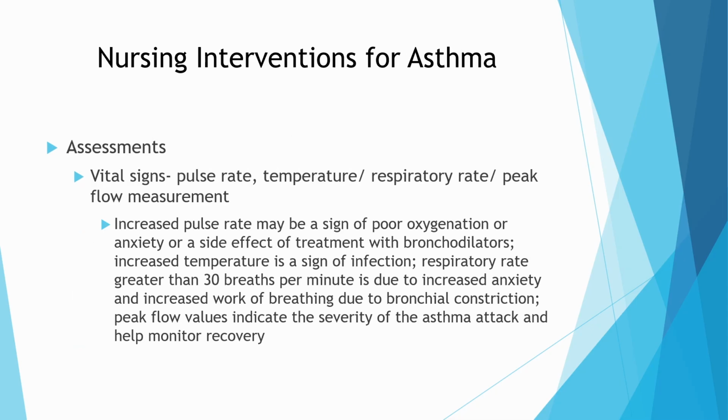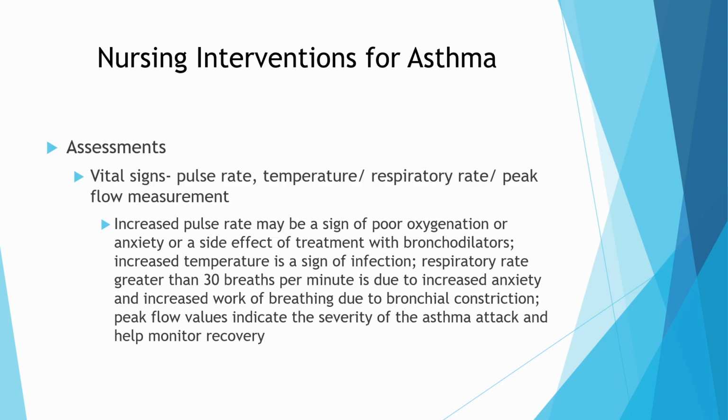So, we are going to assess because we are nurses. We always start with vital signs. We're going to look at the pulse rate, the temperature, the respiratory rate, the peak flow measurement. Increased pulse rate may be a sign of poor oxygenation or anxiety because of what the patient is undergoing, or it could be a side effect of the treatment with the bronchodilator. Increased temperature is a sign of infection.